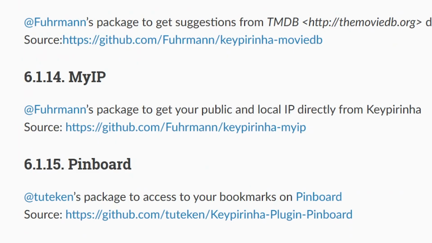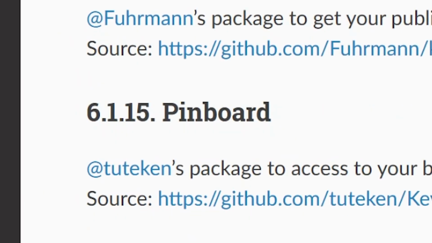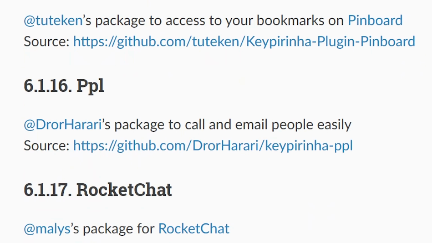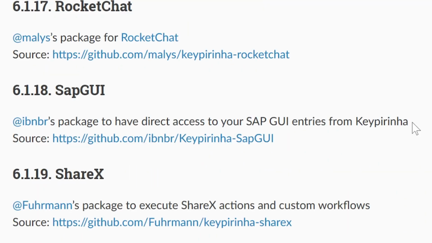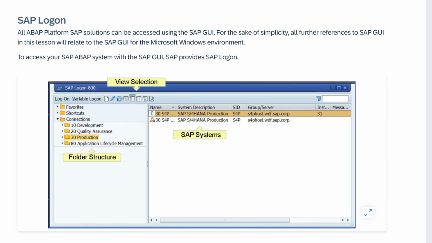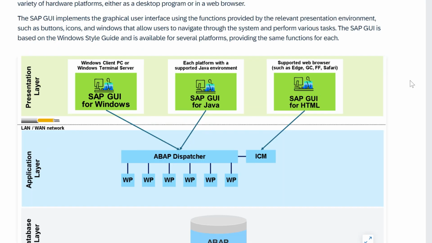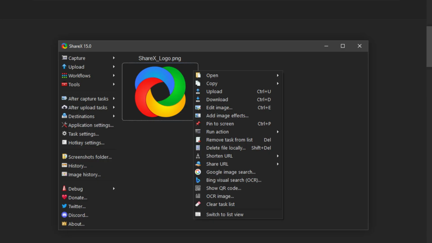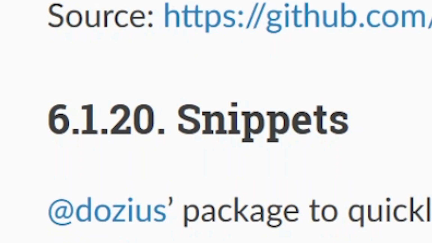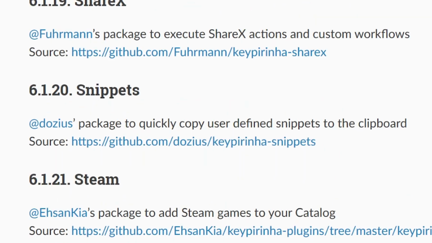MyIP, to get your IP address quickly. Pinboard, not sure if anybody even uses it. PPL, apparently stands for people. It's supposed to somehow interact with numbers and emails, but I couldn't really use it. Rocket Chat. SAP GUI. I learned it's an all-in-one solution for data processing engineers or something like that. ShareX, the best open source tool mainly for screenshots and recordings, and you can control it via this package, which is cool. Snippets, probably predefined text or something like that you can access using Launchbox.